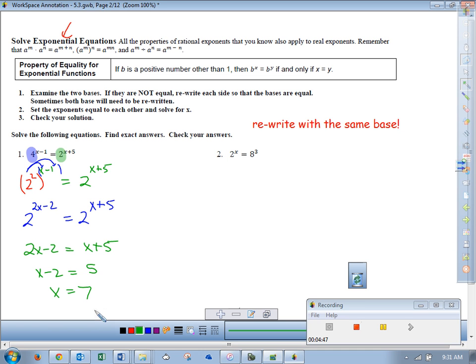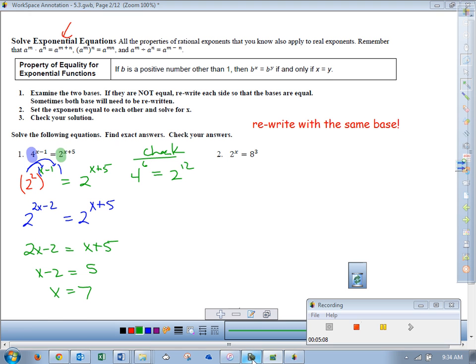Cool. Then we should check our answers just to see if it worked. If I had this, my check would look like so. I have 4 to the 6, and I want to see if that equals 2 to the 7 plus 5, which is 12. Punch them both in and see if they check.